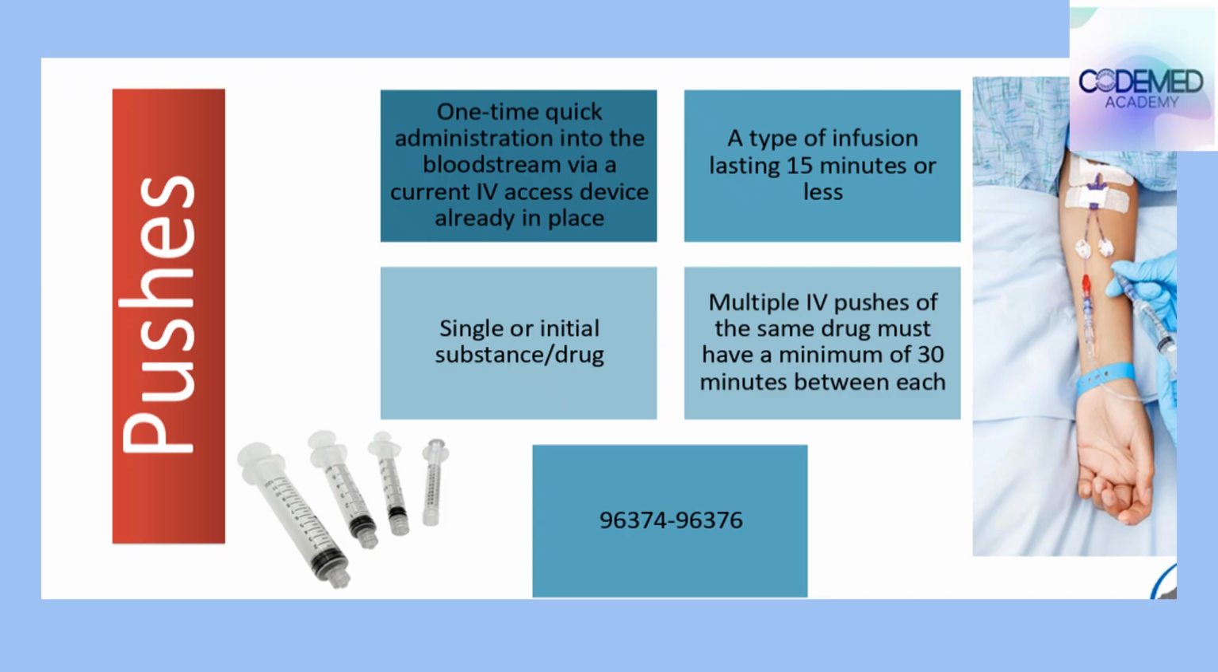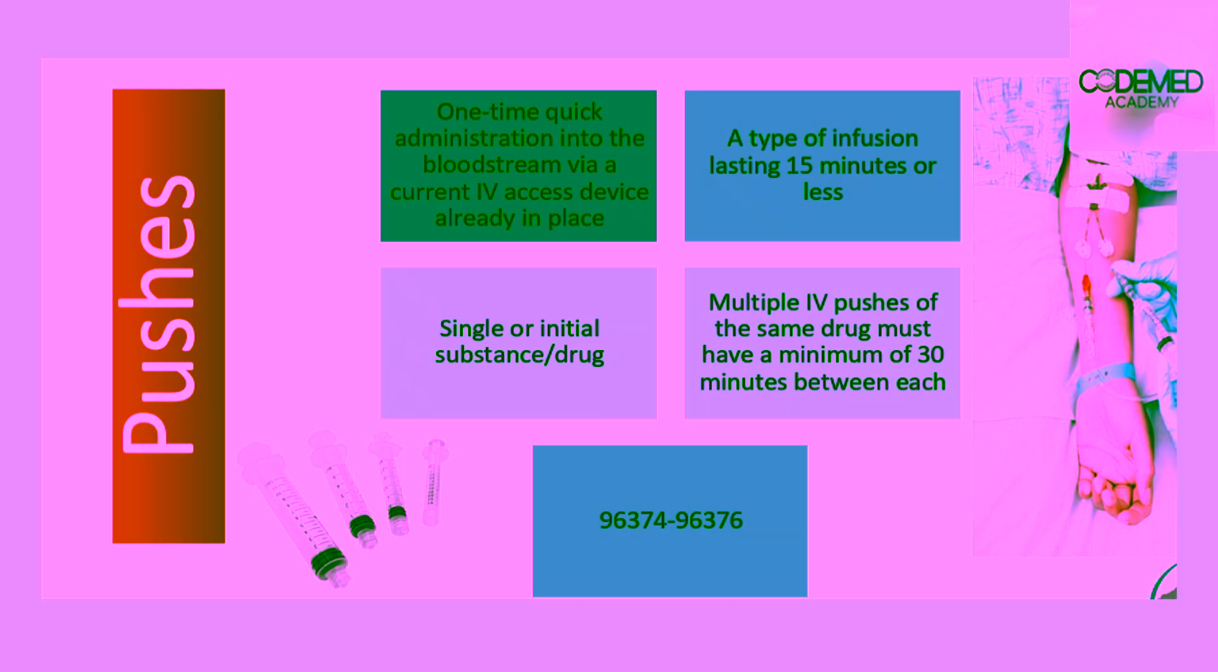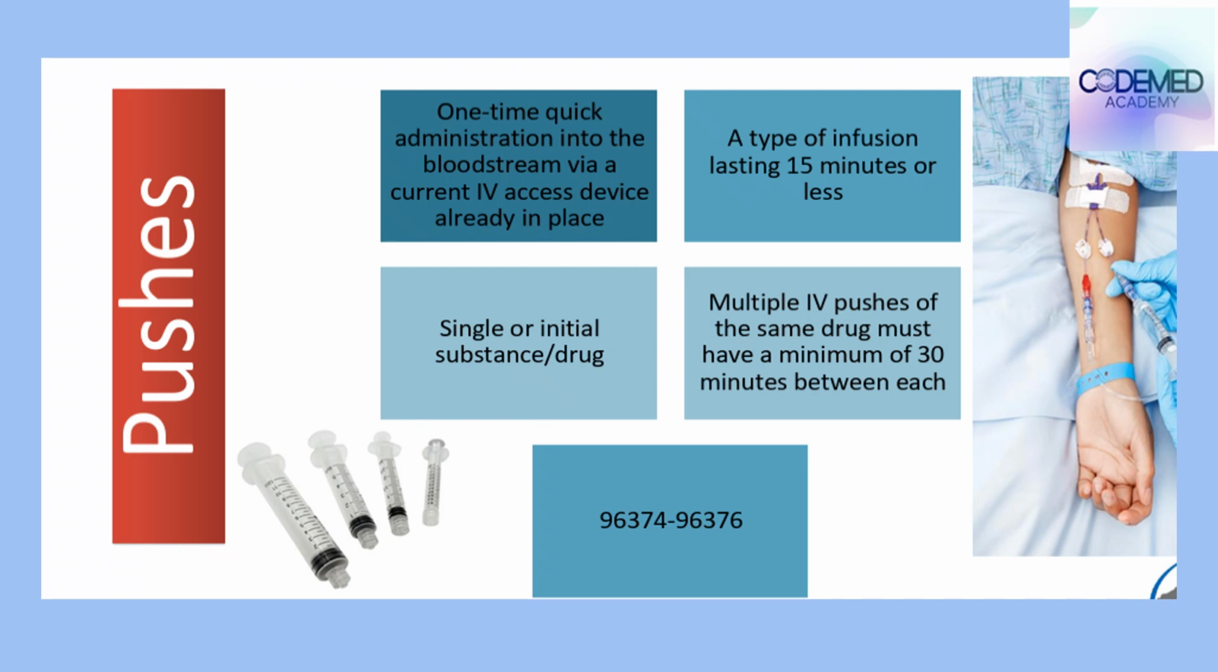Now let us understand what we mean by IV push. One-time quick administration into the bloodstream via a current IV access device already in place. It is a single or initial substance or drug. A type of infusion lasting 15 minutes or less. So if it is more than 16 minutes, we call it an infusion, but if it is less than 16 minutes, we call it an IV push. Multiple IV pushes of the same drug must have a minimum of 30 minutes between each. This is very important, note. And these are the codes for the IV pushes.